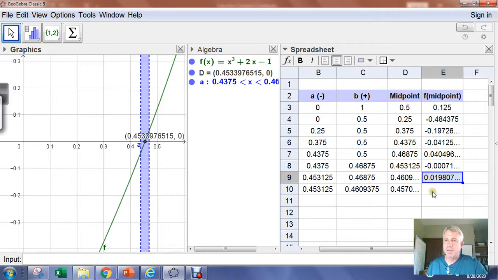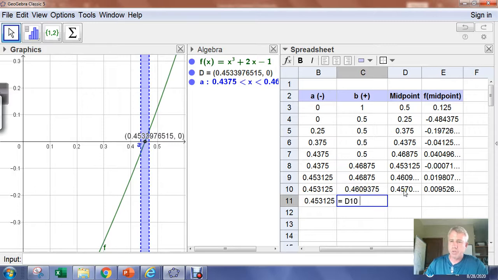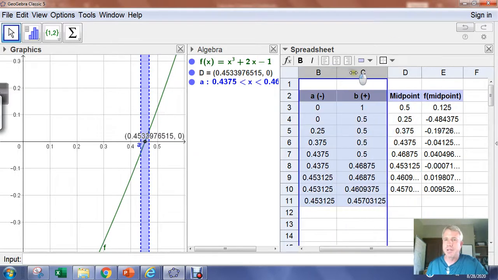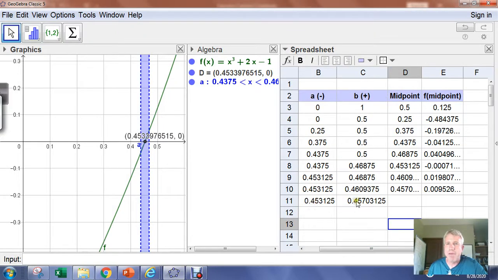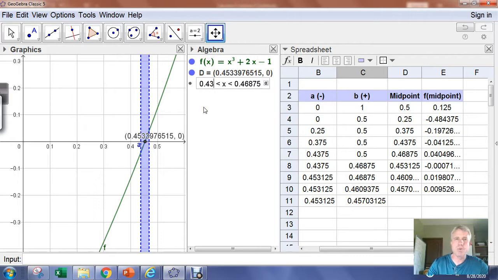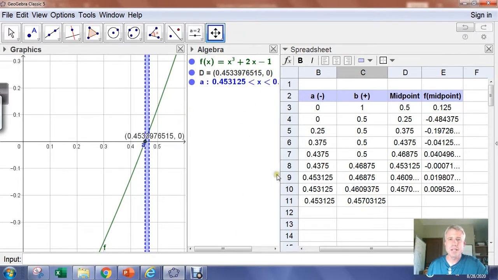Calculate the new midpoint. Plug the new midpoint into the function. It generates a positive result. Keep the left endpoint that generates the negative result. Replace the old right endpoint with the new right endpoint. And now I can stop. This is the point where I can stop because I have 0.45 on both the left and the right endpoint, which means that my 0, my left endpoint is what? 0.453125. My left endpoint is there, and my right endpoint is 0.45703125. So now I know that the 0 is between those two numbers. 0.45 is a good estimate for the 0.